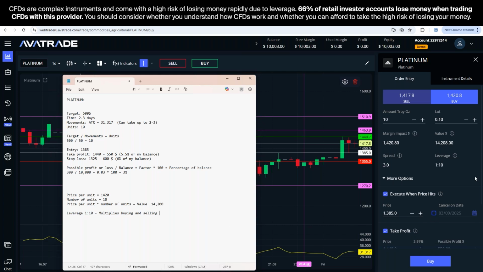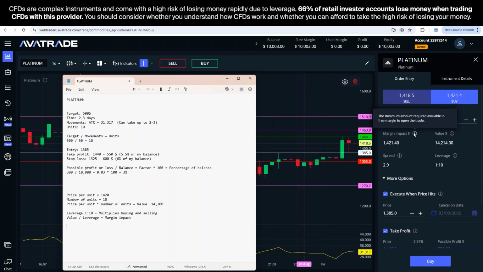Okay, the way that it works is because we've got a multiplier that multiplies us by 10, then it means we can just divide a value by the leverage. And then we know how much money we need, okay? So if we go value divided by leverage equals margin impact.